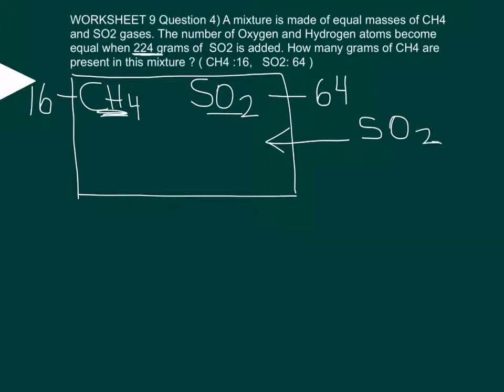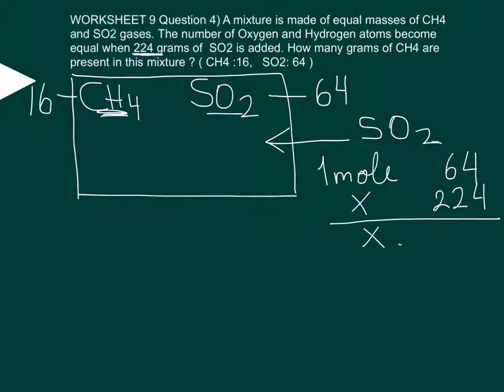224 grams. So let's first find out how many moles this is. We know that 1 mole of sulfur dioxide is 64 grams per mole. So 224 grams of sulfur dioxide is how many moles? We find out that this is 224 divided by 64, which is equal to 3.5 moles.